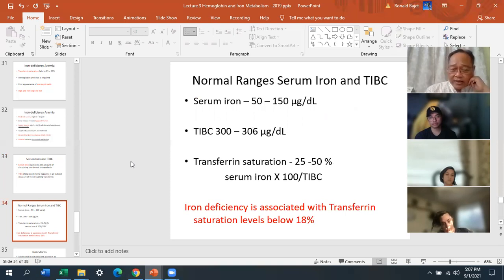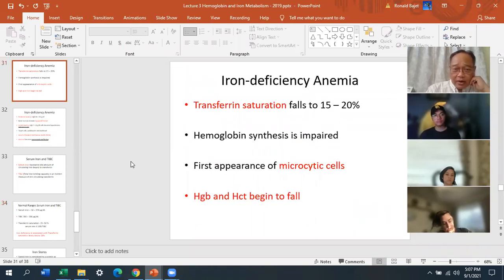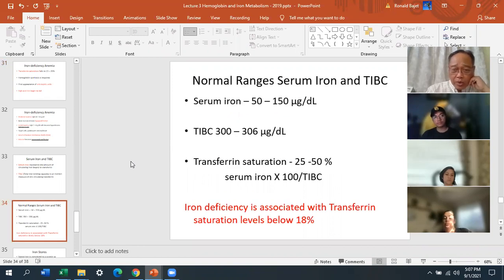So remember, in iron deficiency anemia, I think I said it was like 10 to 15 or 15 to 20. So transferrin saturation is 15 to 20, and normally it's 25 to 50%. That's normal saturation, and that's transferrin when it picks up iron from the reticuloendothelial system. So iron deficiency is associated with transferrin saturation levels below 18%, and normally it's 25 to 50. So when the saturation level is below 18%, then you have iron deficiency anemia.